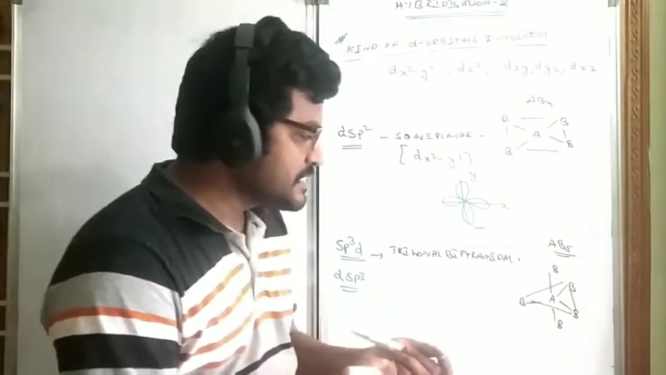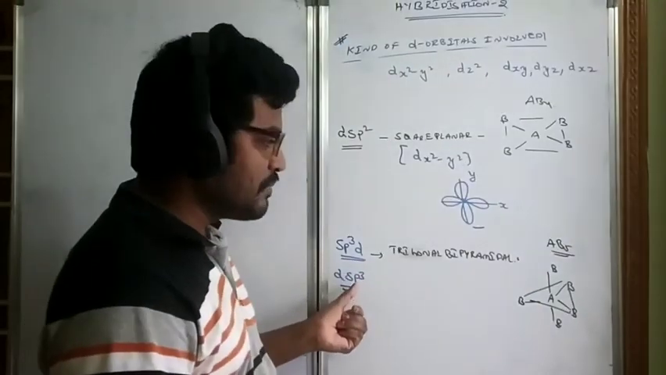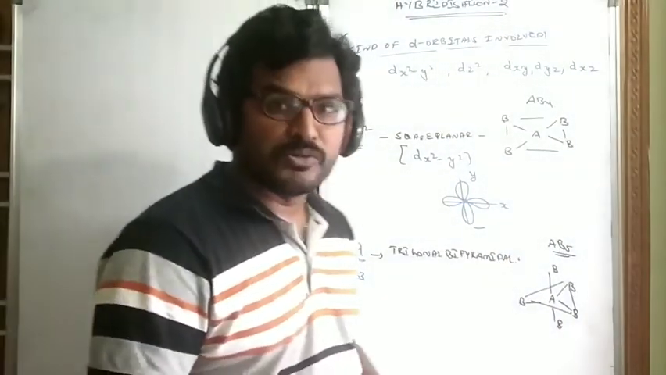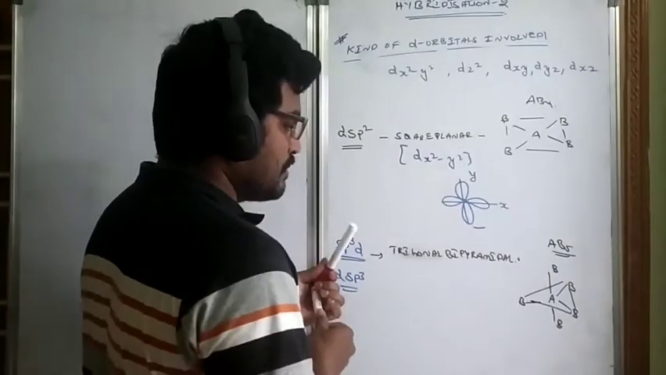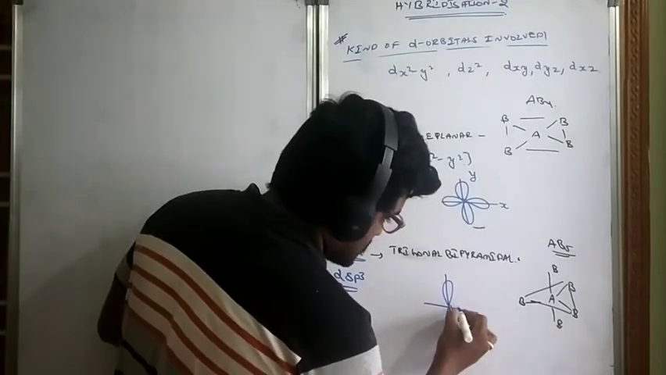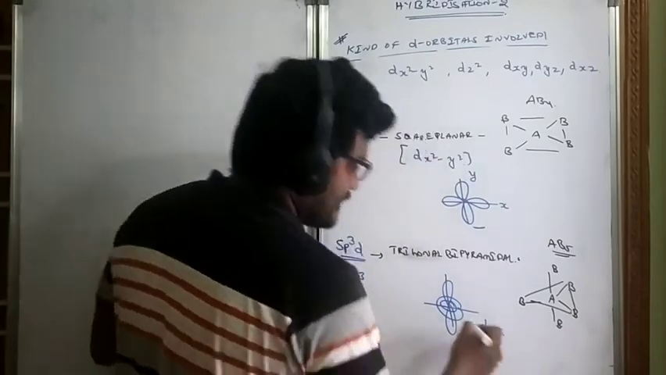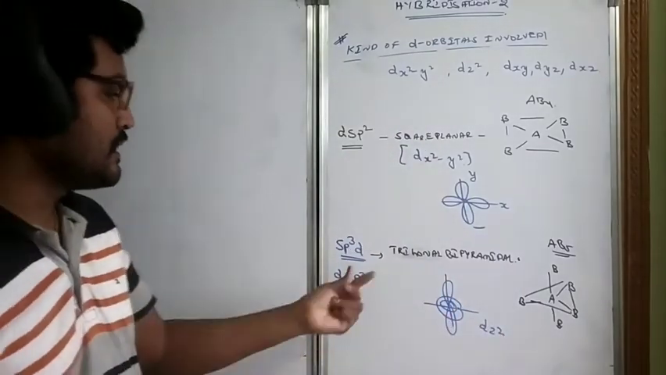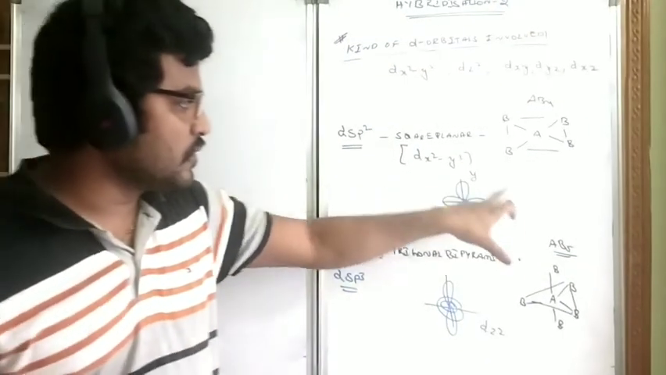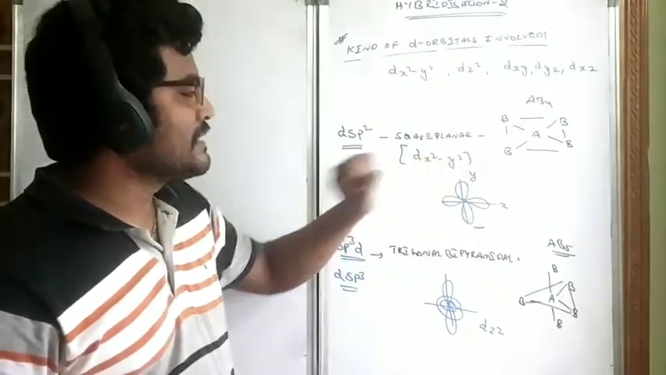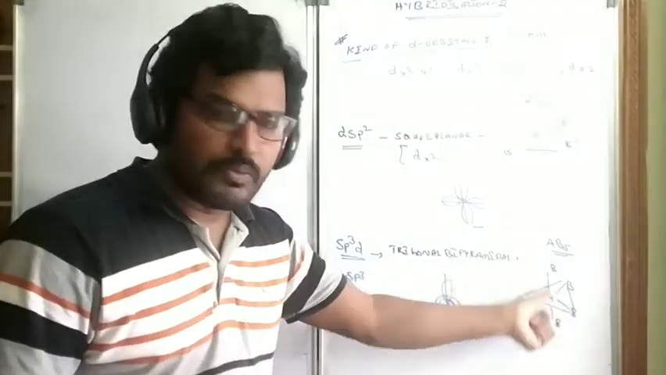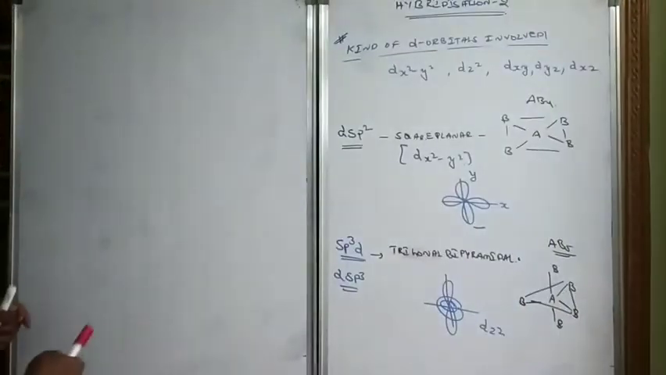Because of sp3 hybridization, the tetrahedral part comes. Since d is involved, it will go into the axial position. There is only one orbital which lies along the axial position, that is the dz square orbital. Since the dz square orbital lies along the axial position, it is involved in sp3d hybridization. Since the four corners of a square are involved, dx square minus y square is involved, and since two axial bonds are there, dz square is involved.